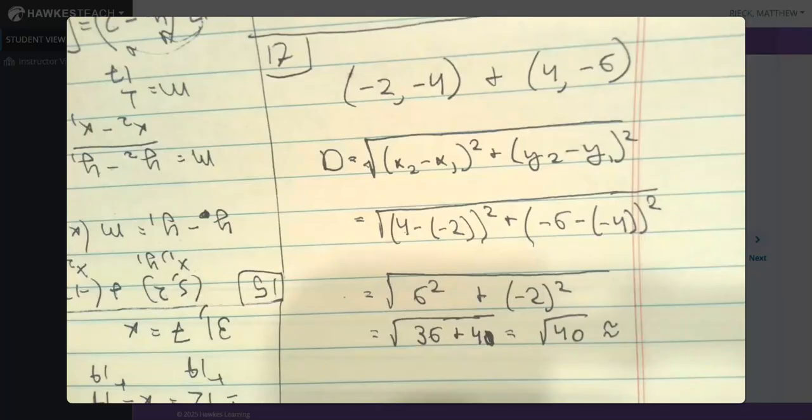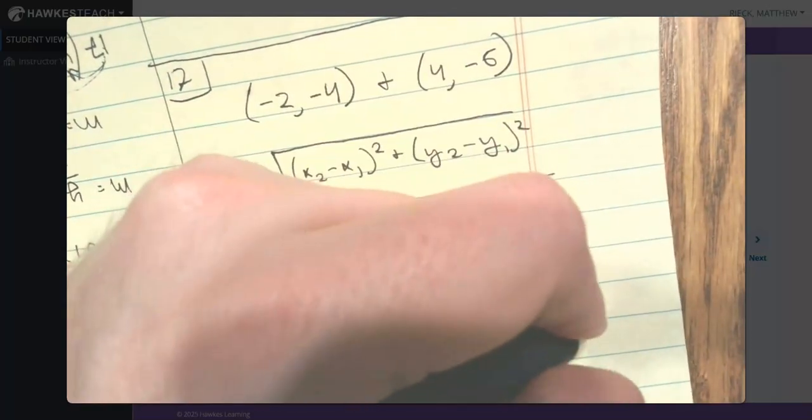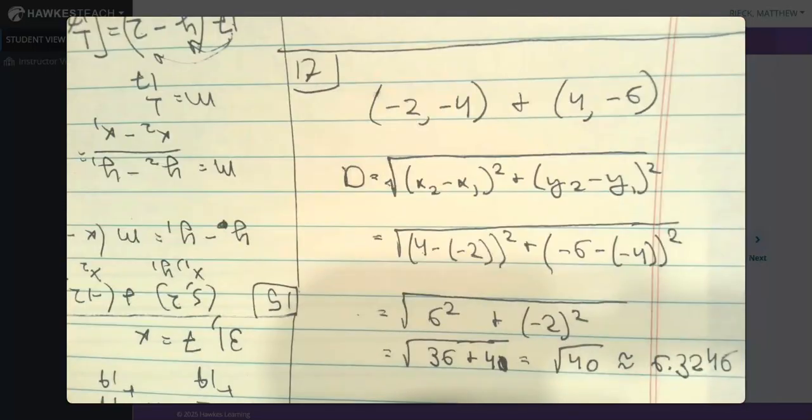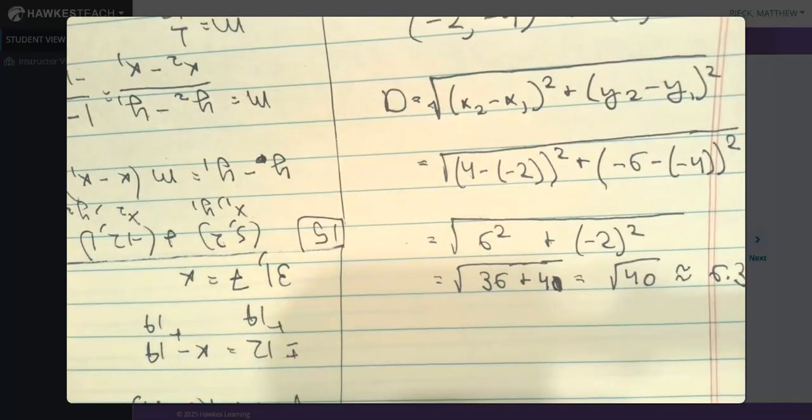So if you take the square root of 40, we end up with something around 6.3246. Since it wants our final answer rounded to 2 decimal places, I'm going to go ahead and round the intermediate stages to 4 decimal places here. All right, so then we're going to take the 6.3246.